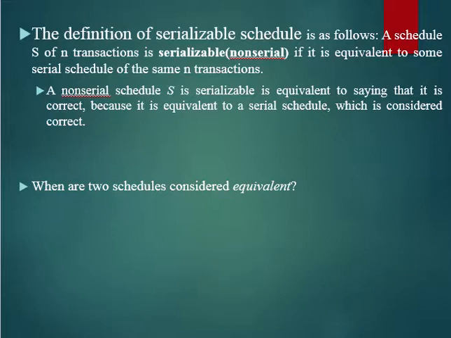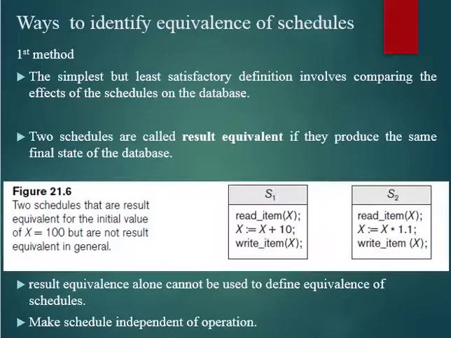So how can we find out whether two schedules are equivalent? We need to compare whether a particular interleaved schedule is equivalent to any one of the serial schedules, so we need some mechanism to identify that. So, ways to identify equivalence of schedules. There are going to be two or three methods.